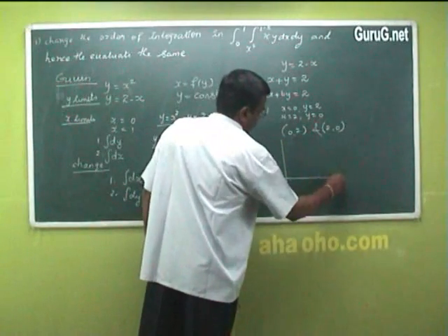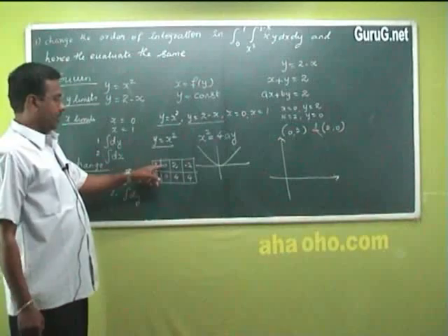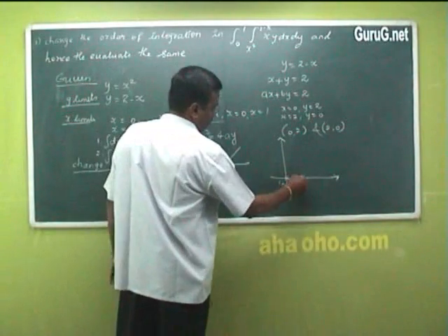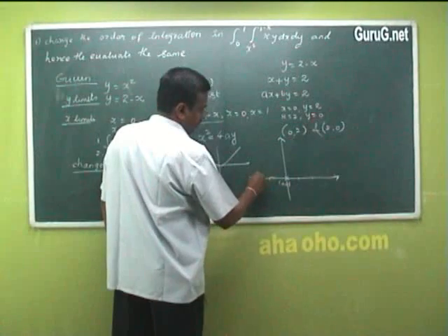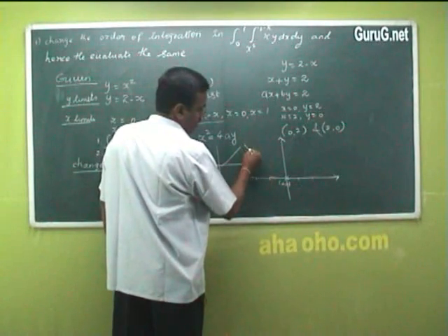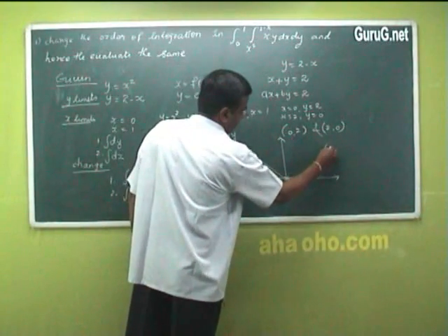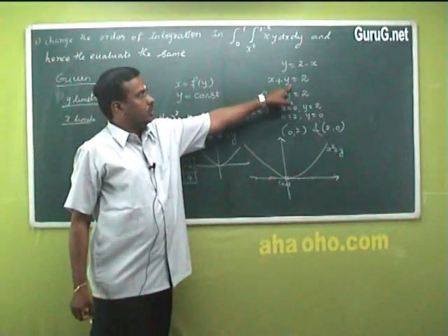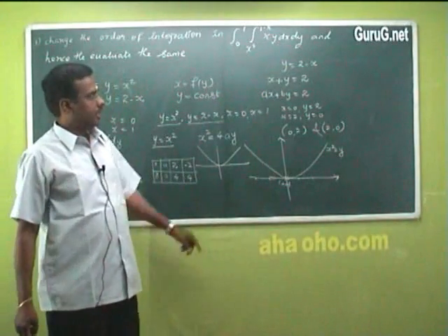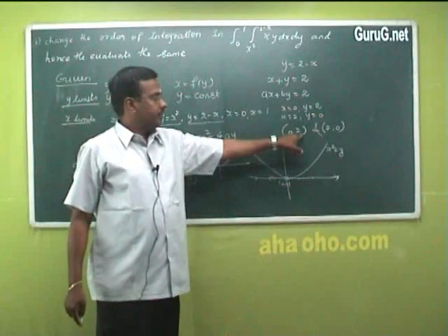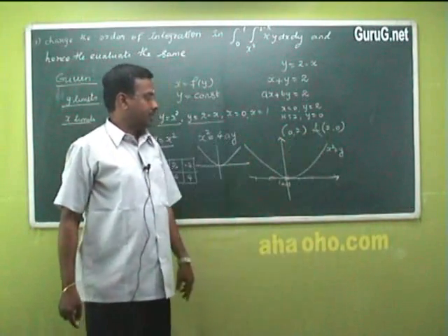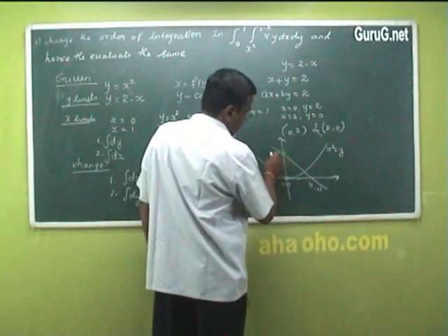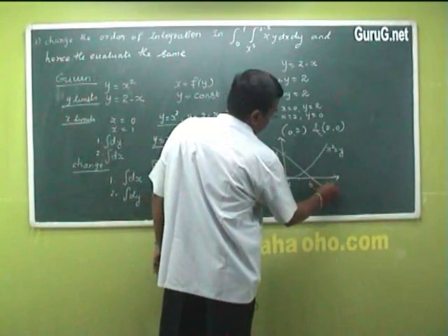First let us draw the parabola y equal to x square by using these limits. It passes through 0, 0. When x equal to 2, y equal to 4. When x equal to minus 2 also, y equal to 4. Therefore, the parabola is like this. This is the parabola x square equal to y. Now let us draw the line x plus y equal to 2, that is y equal to 2 minus x. This is a straight line which passes through 0, 2 and 2, 0. Therefore, the straight line is of the form, this point is 2, 0 and this point is 0, 2. This is the straight line x plus y is equal to 2.